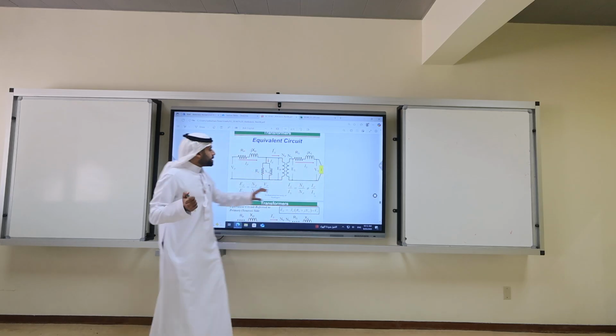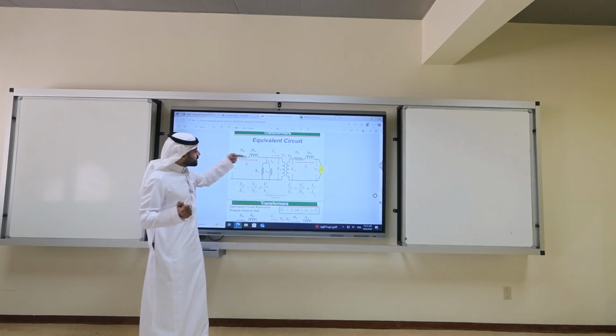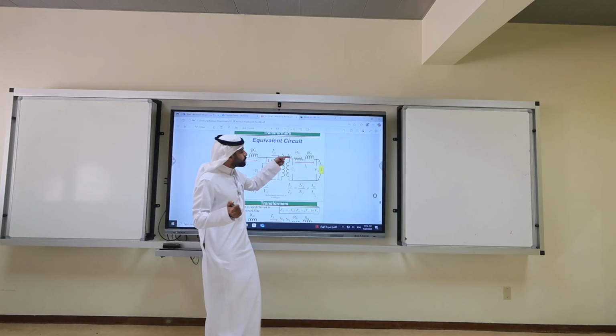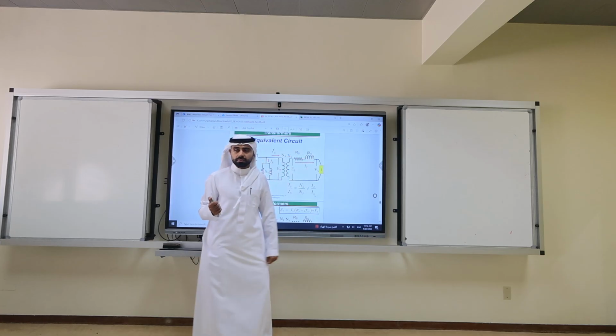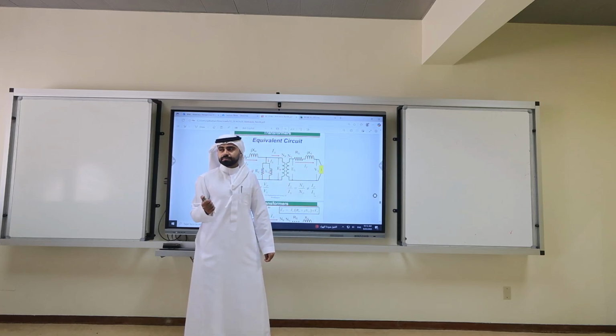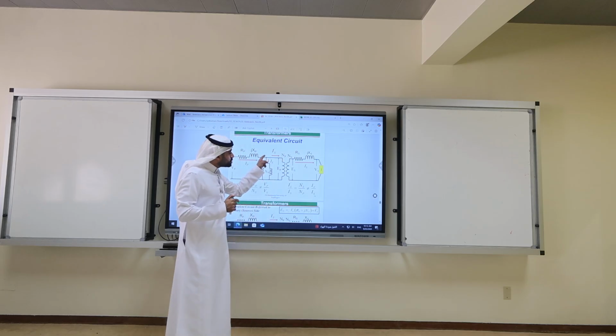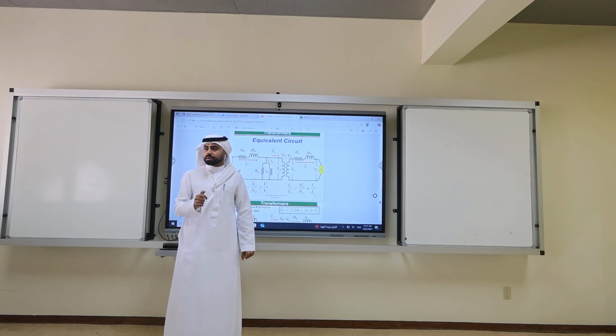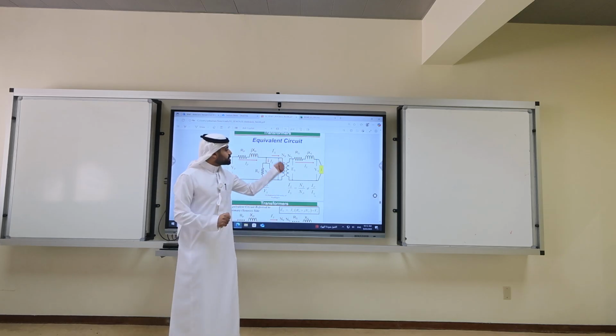Clear? The primary current entering the terminal does not equal the primary current leaving the terminal. It's very important. Many students get confused. They put notation IP here, which is wrong. You need to put a notation IS prime.